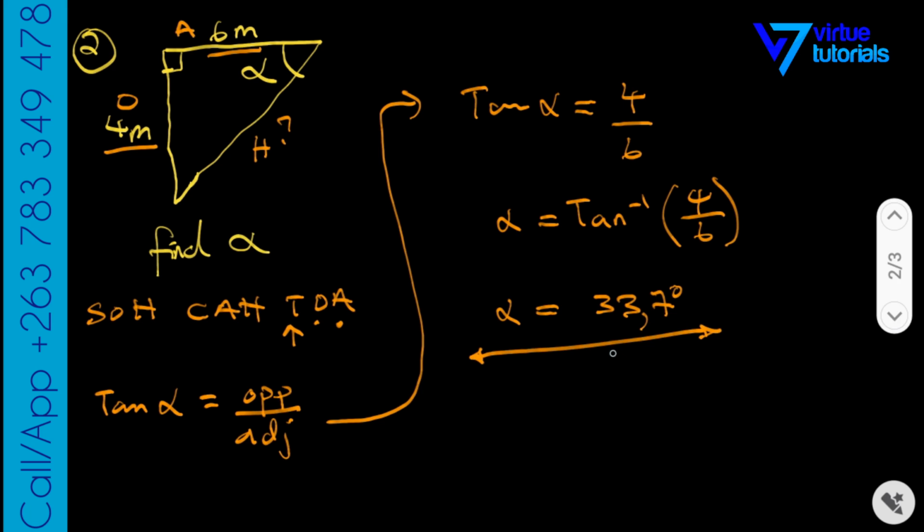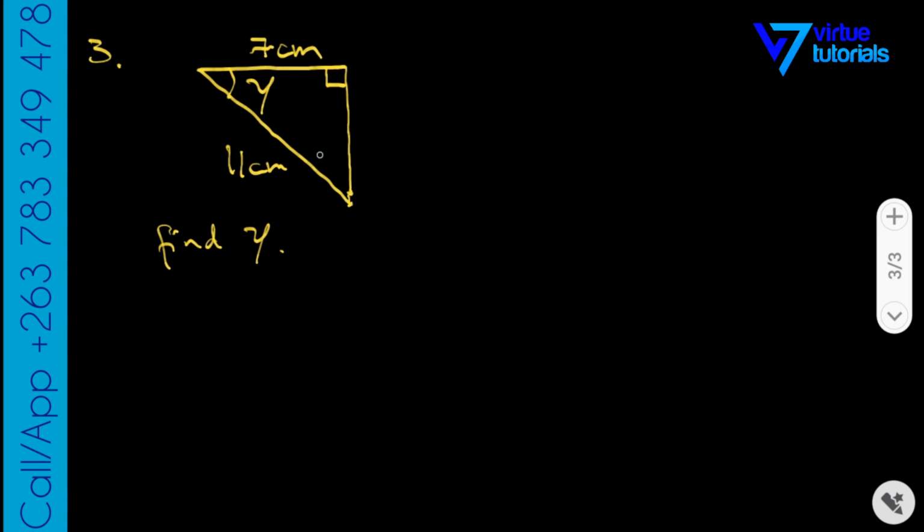All right, so now let's go to our final example. We've got this situation here. We have an angle gamma, and gamma is just another Greek letter that we use to denote or identify an angle. So if we look at our triangle here, this is our hypotenuse, the 11, the opposite is that one, and the adjacent is that one. So our information is on the adjacent and on the hypotenuse.